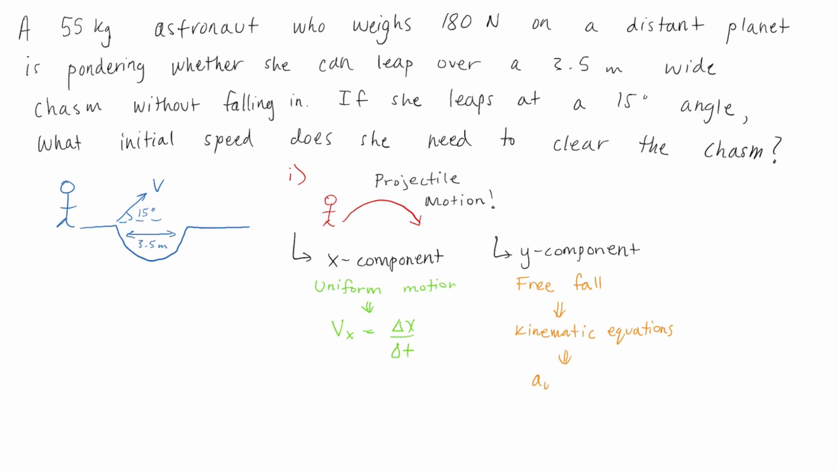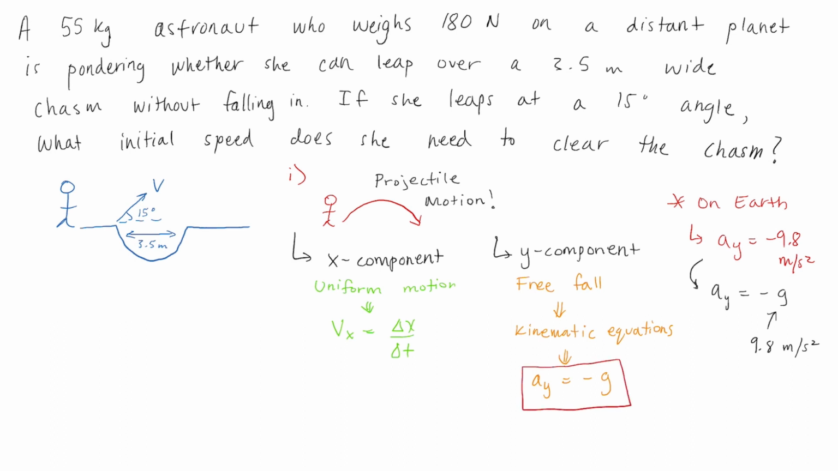But the most important thing that you have to remember is that the acceleration in the y component is equal to negative g. And that's because the acceleration is due to the force of gravity pushing down on the person. And now we know on Earth, the acceleration would be negative 9.8 meters per second squared, because g is equal to 9.8 meters per second squared. But in this question, we are told the person is on a distant planet. That means we don't know the value of g.